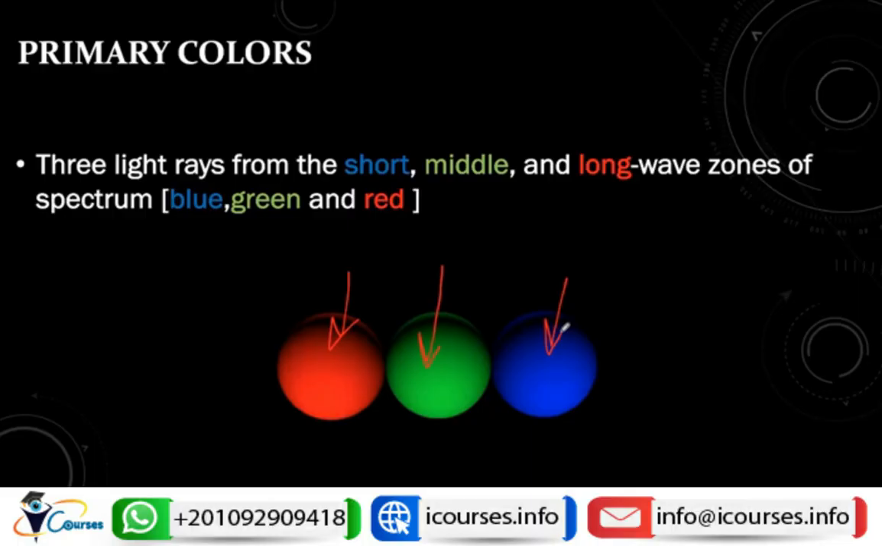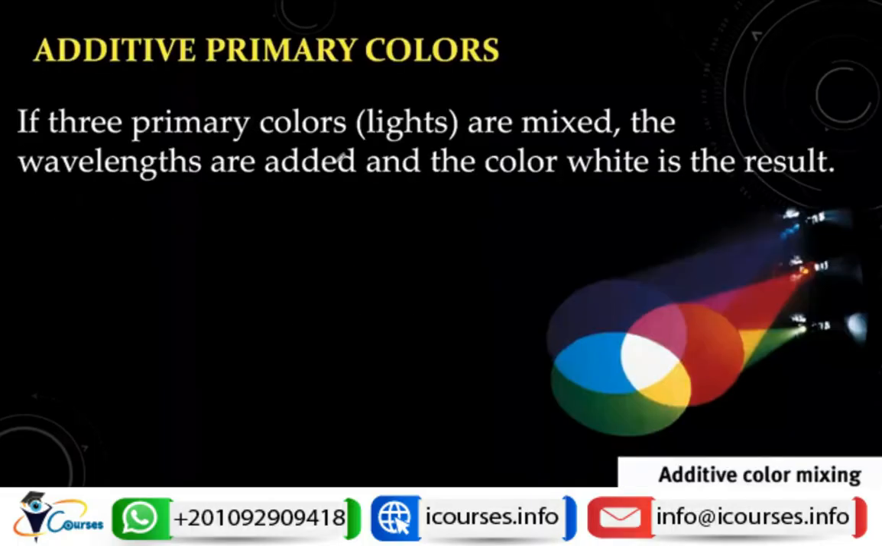If we add these primary colors together, so if they are mixed, they will give the white color. This is called additive mixing. Additive mixing means that if we have light of blue, light of red, light of green, and we add them together, the result of the addition of these three colors will give the white color. And this is what happens in the cinema.